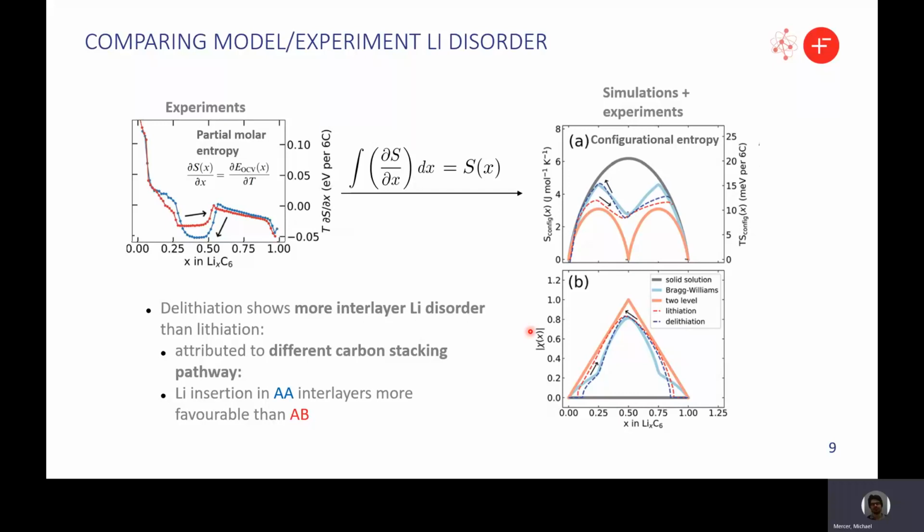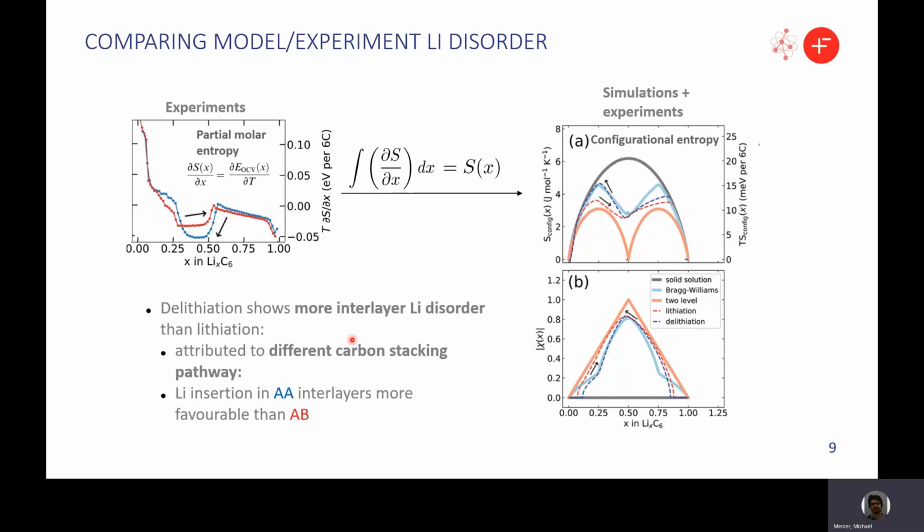And we can't only model this, we can actually determine this from the experimental data. The raw partial molar entropy is quite difficult to interpret, but through an integration procedure, we can compare this directly with the mean field simulations. The upshot of this is that the blue dashed line shows the post-processed result for delithiation, and the red one shows the result for lithiation. You can see that this result suggests more interlayer lithium disorder during delithiation, actually agreeing quite well with the mean field result.